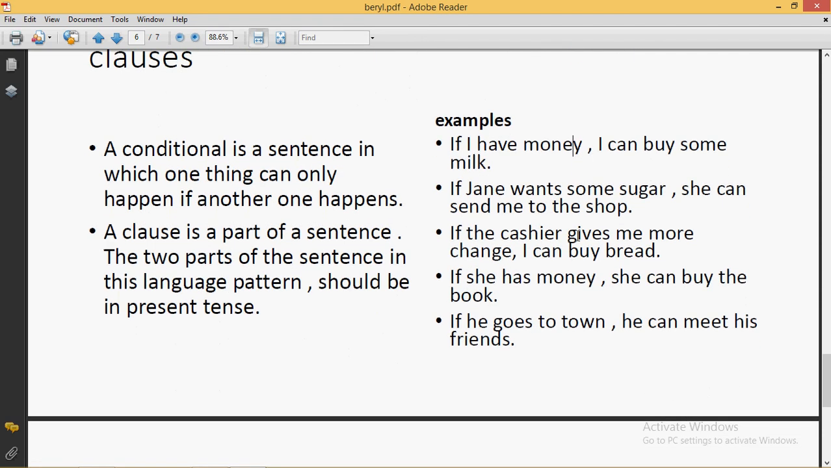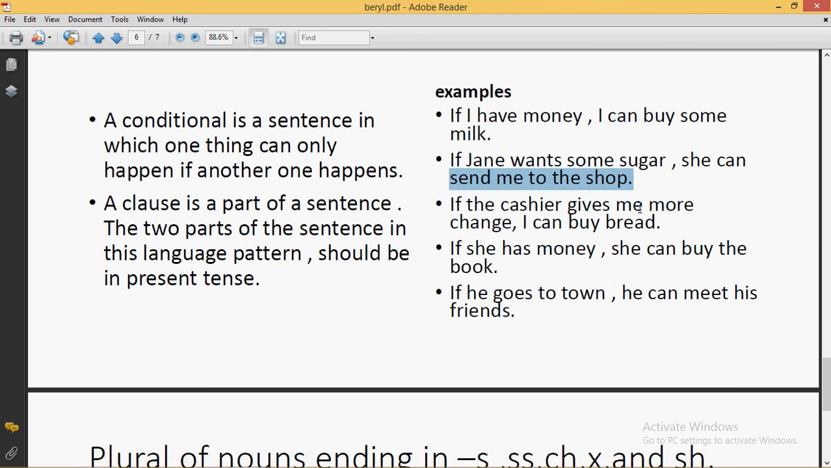Second sentence, if Jane wants some sugar, she can send me to the shop. If Jane wants some sugar, that is a sentence, and then she can send me to the shop. Those are two different sentences. Only if Jane wants sugar, then she can send me to the shop. But if she doesn't want the sugar, then there is no need for her to send me to the shop.